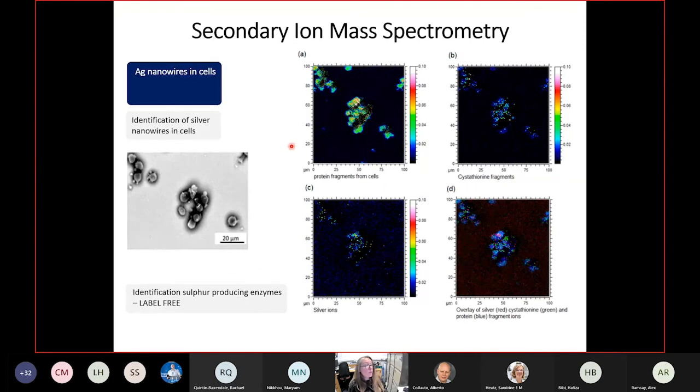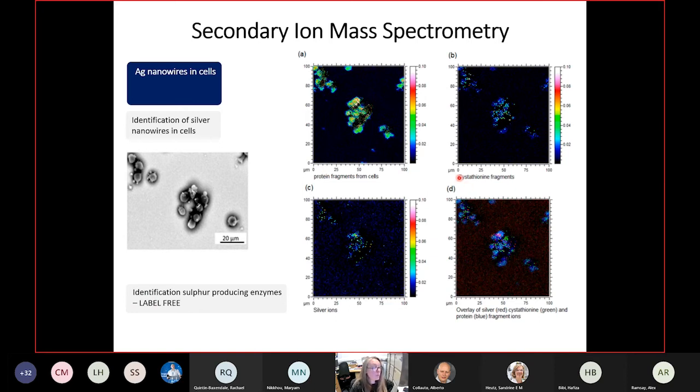A bit more biological work here. We're looking at silver nanowires in cells. These cells were critical point dried, and we can see an SEM image here where there's a cluster of cells, and these bright sparks are where the silver is situated. Then we've been able to map this again in the SIMS, and it's label free. We've been able to see the protein fragments, which clearly identify the cells on the surface.